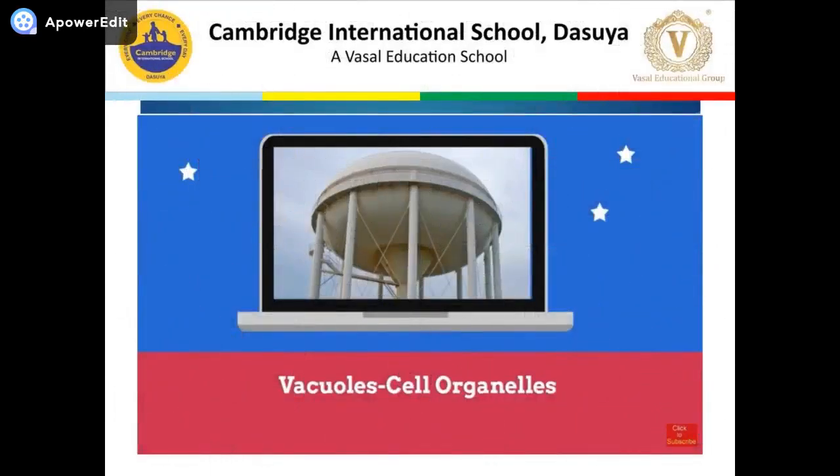Dear students, today we are just going to discuss the last topic, vacuole. It is the last cell organelle which we are going to discuss. Vacuoles are called the storehouse of the cell. Vacuoles are the organelles that store water and waste. It is much like a water tower that stores water for a city.